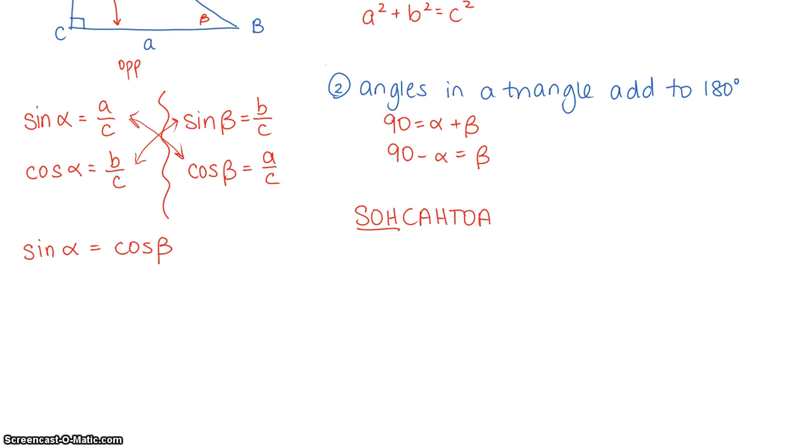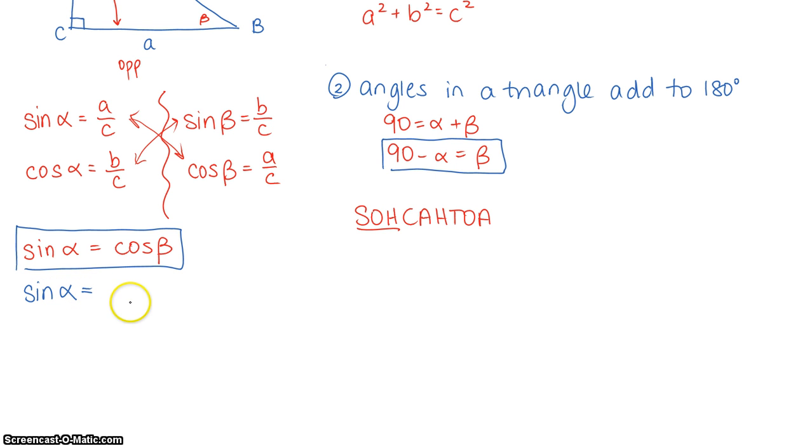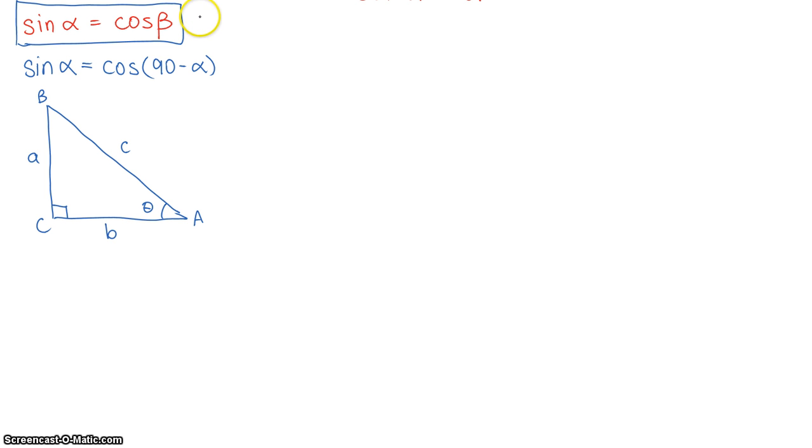Now, this is one important identity to identify. Using this fact as well, if beta is equal to 90 minus alpha, we can also say that sine of alpha is equal to cosine of beta, and we replace beta with 90 minus alpha. So now we have two properties, the first one here and the second one here. Those are two useful properties that we're going to use in this section for the homework.